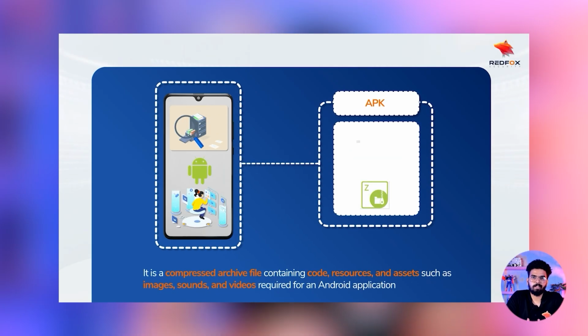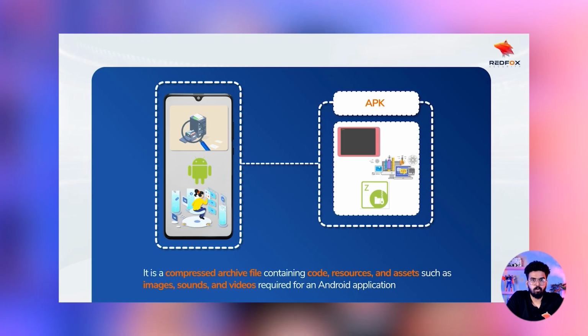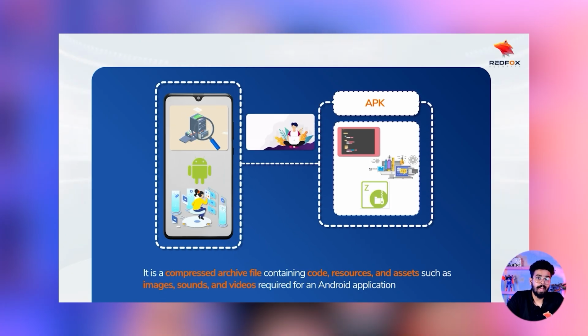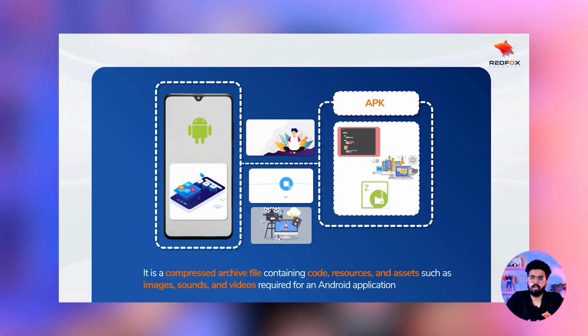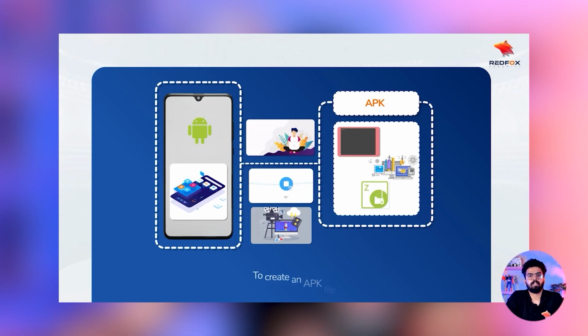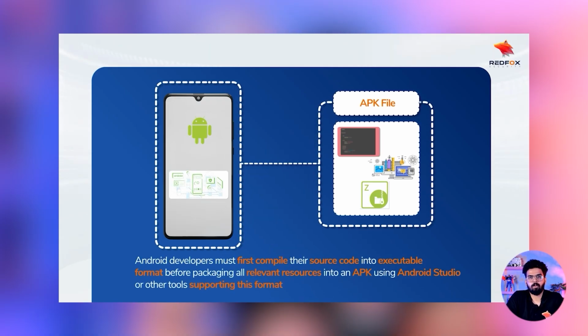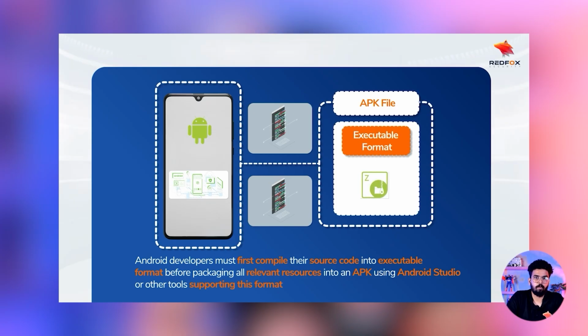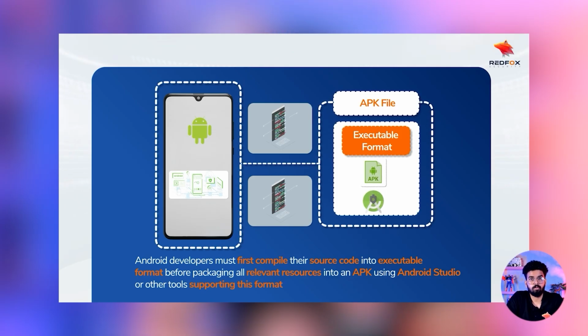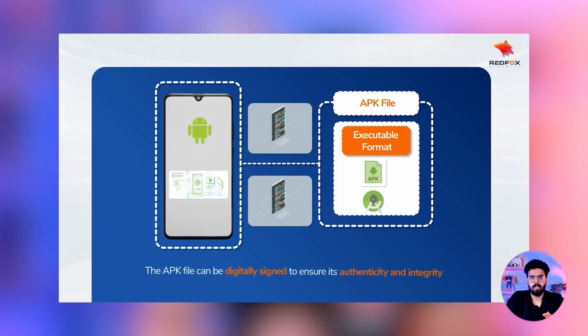It is a compressed archive file containing code, resources, and assets such as images, sounds, and videos required for an Android application. To create an APK file, Android developers must first compile their source code into executable form before packaging all relevant resources into an APK using Android Studio or other tools supporting the format. The APK file can be digitally signed to ensure its authenticity and integrity.